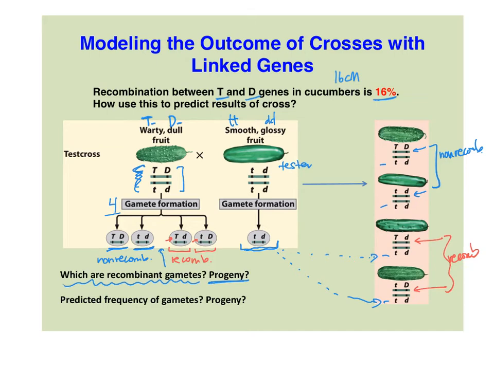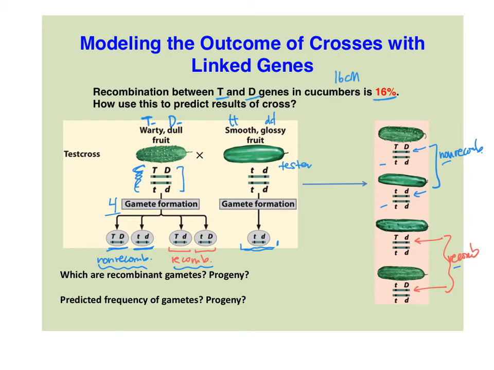I'll erase some of my scribbles now as we start to talk about the frequency of each of these different combinations of offspring and gametes. First of all, how frequent will we see these non-recombinant gametes versus the recombinant gametes? And then similarly, how frequent, how common will non-recombinant and recombinant progeny be?